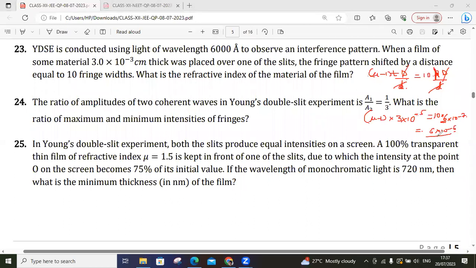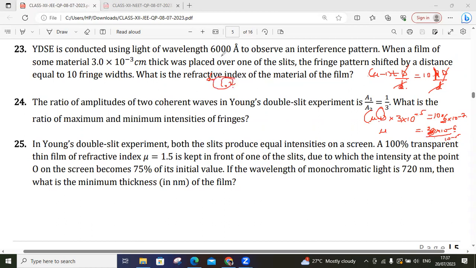So it will be 6 into 10 power minus 6 divided by 3 into 10 power minus 5. 3 will cancel here, 2. This will go up minus 1. So 2 into 10 power minus 1 is 0.2. Mu is equal to, this minus 1 is there, so 1 plus 0.2, that is 1.2. So it will be 1.2.